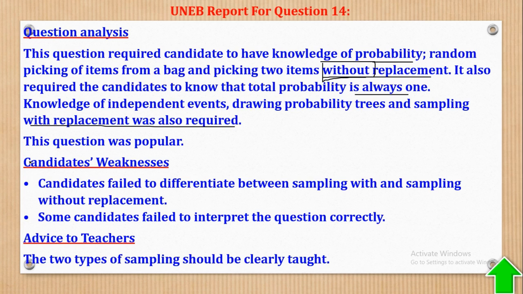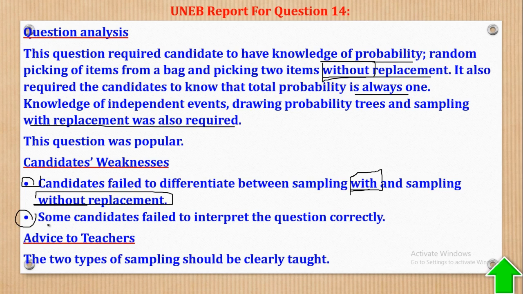So the question was popular, and the candidates' weakness is that candidates fail to differentiate between sampling with and sampling without replacement. So always remember that with replacement, probabilities do not change, but without replacement, probabilities keep on changing as you draw a ball.